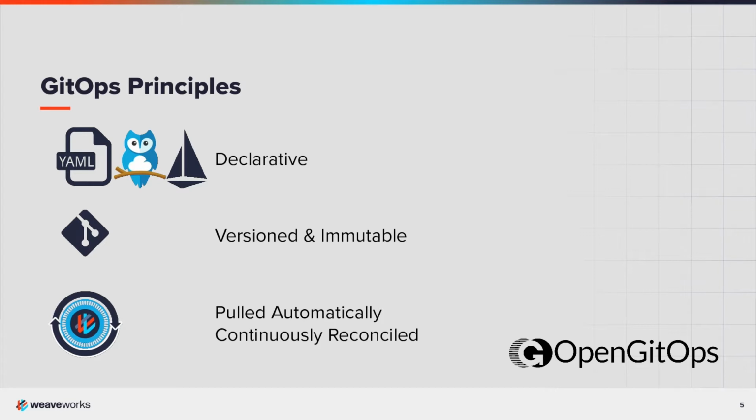The CNCF working group, Open GitOps, defines the 4 principles of GitOps. Declarative: we're talking about service meshes on top of Kubernetes, and everything is declared in YAML files. Versioned and immutable: this is where Git comes in. It maintains an immutable version history of every commit. Pulled automatically and continuously reconciled: these are taken care of by Weave GitOps.